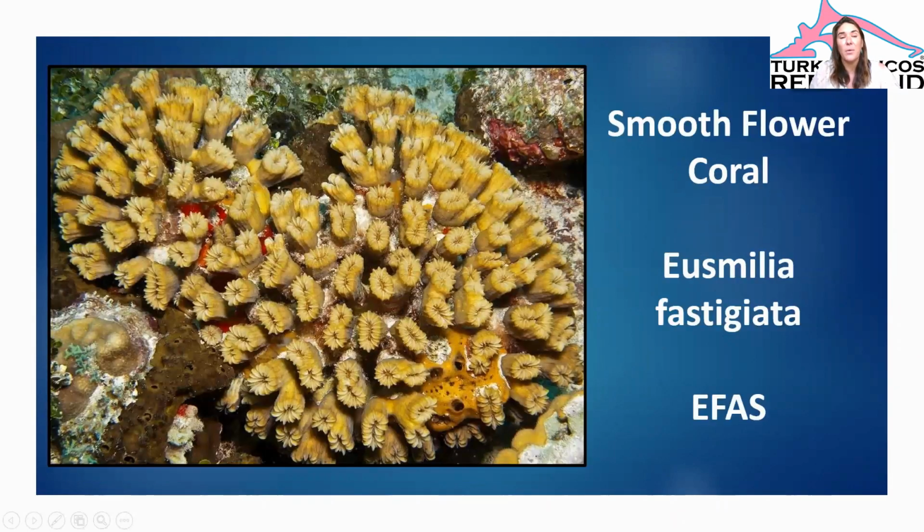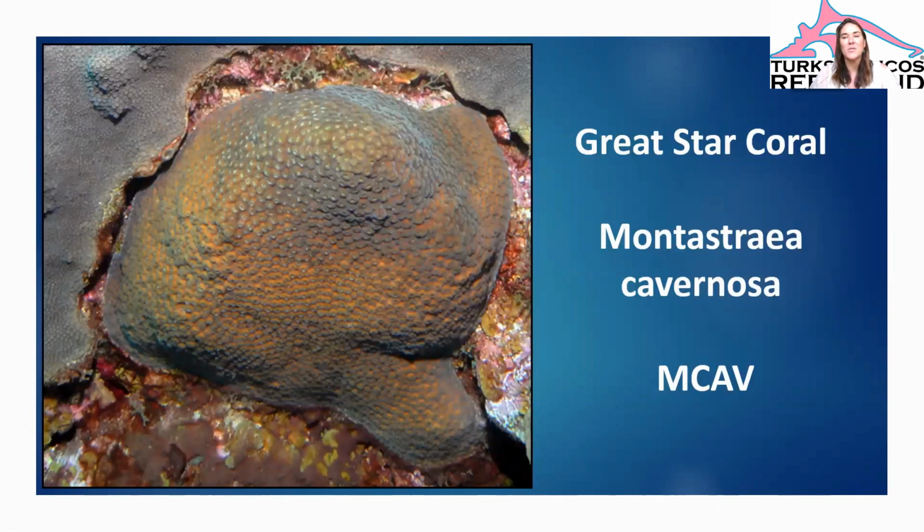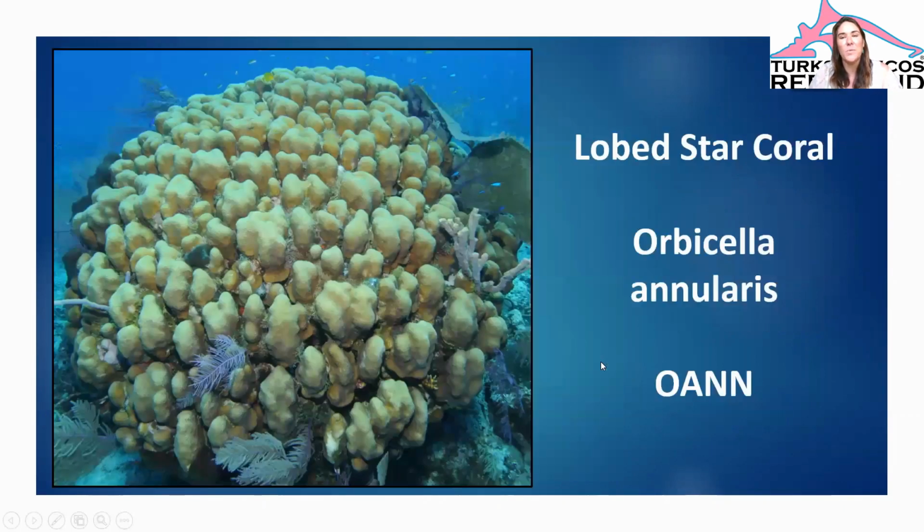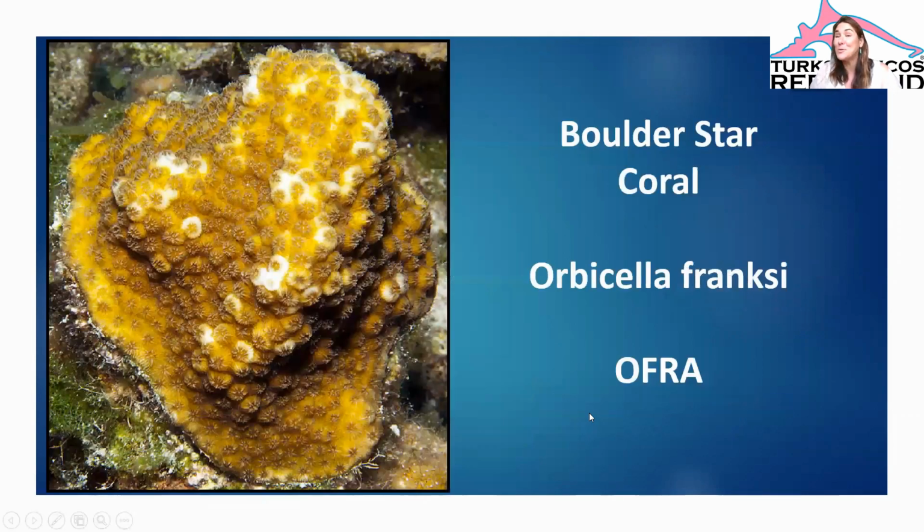The smooth flower coral, Eusmilia fastigiata, EFAS. Great star coral, Montastraea cavernosa, MCAV. Mountainous star coral, Orbicella faveolata, OFAV. Lobed star coral, Orbicella annularis, OANN. This might give you an idea as to why I prefer the acronyms, because we've already seen 4 star corals now. We have our boulder star coral, Orbicella franksi, OFRA.